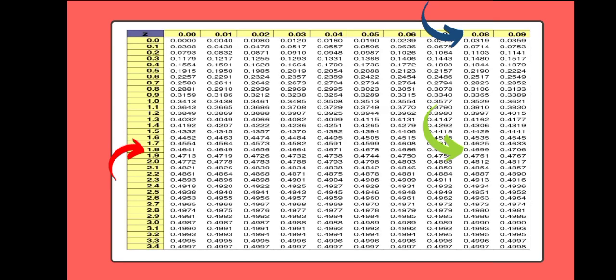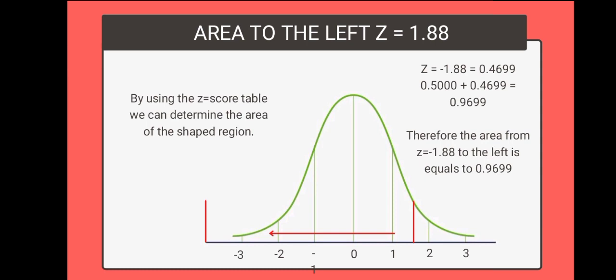Next example, it says from 1.88 to the left, which means starting from 1.88 going to the left. First, find the z-score of 1.88, which is 0.4699, and then add it to 0.5000. So 0.4699 plus 0.5000 is equal to 0.9699. Therefore, the area from z equals 1.88 to the left is equal to 0.9699. The reason why we add 0.5000 is because the value of half of the bell curve is equal to 0.5000.